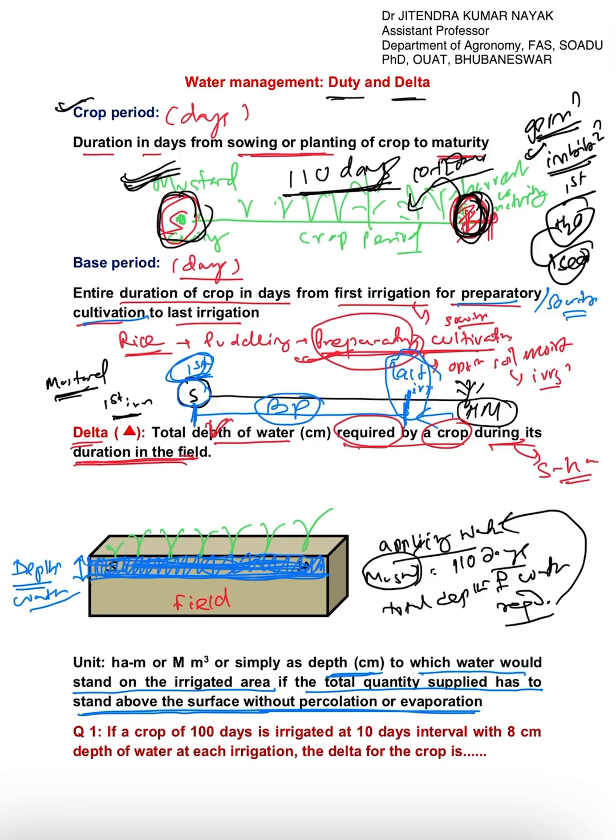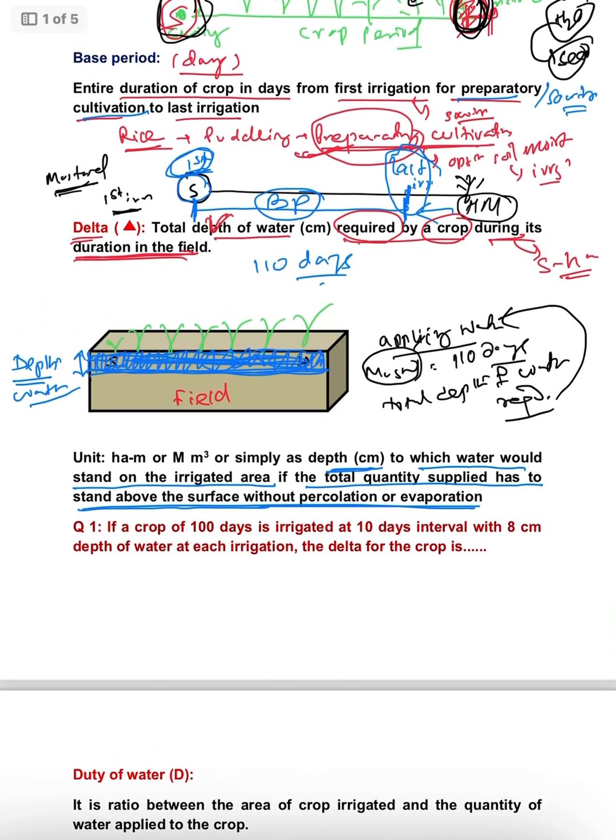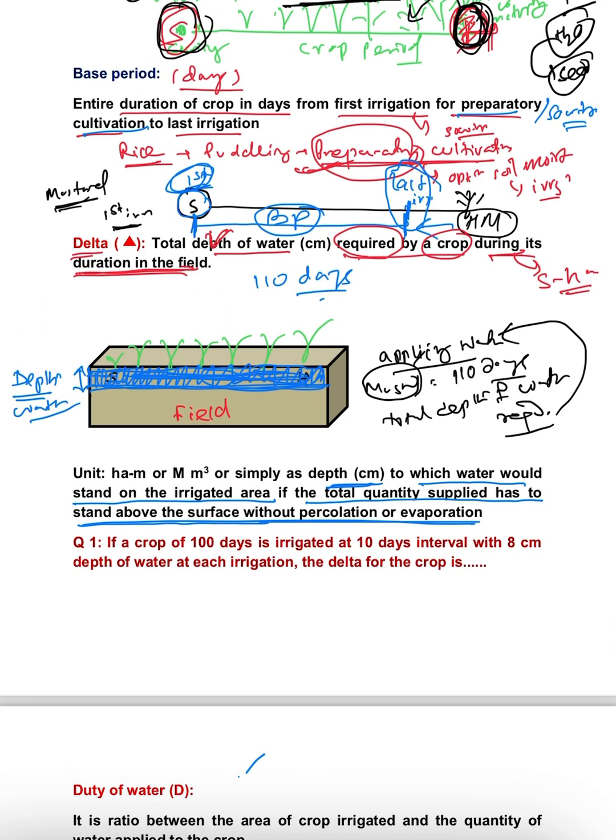Now the question is, suppose a mustard crop is there, which is of 110 days. So now let's come to the question. Suppose a crop of 100 days is irrigated at a 10 days interval with 8 centimeter depth of water at each irrigation. That means at each irrigation, how much depth of water are we applying? We are applying 8 centimeter depth.